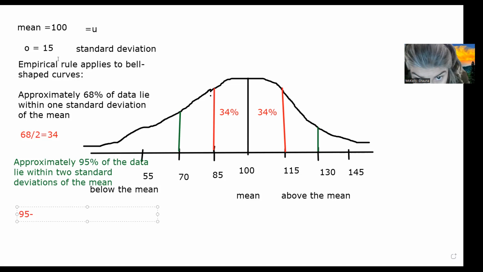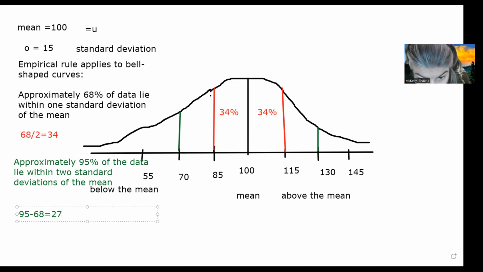I want to do this in 3. 95 minus 68. That's going to give us, if I subtract 95 minus 68, I get 27. Okay, that's 27%.